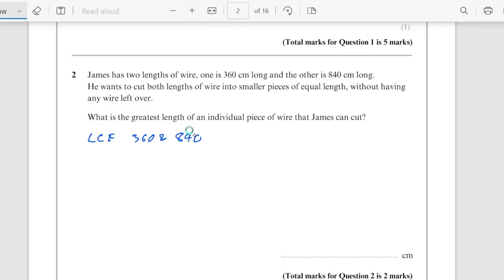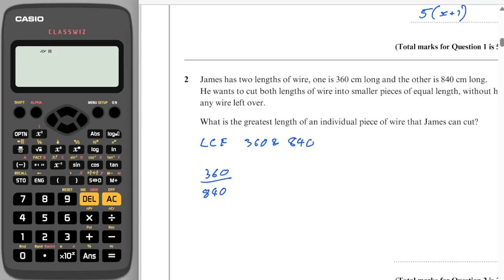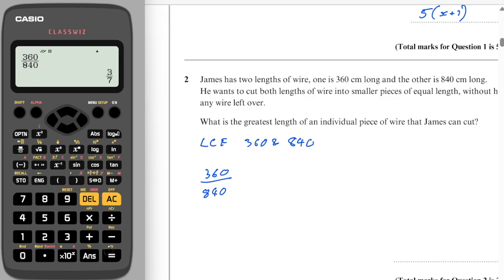So to do this, now that we're on the calculator stretch, I'll show you the quick version. Rather than break it down into its prime factors, I'm going to simplify the fraction. So let me get my calculator up. So I'm going to do 360 over 840, so that's going to give me 3/7.